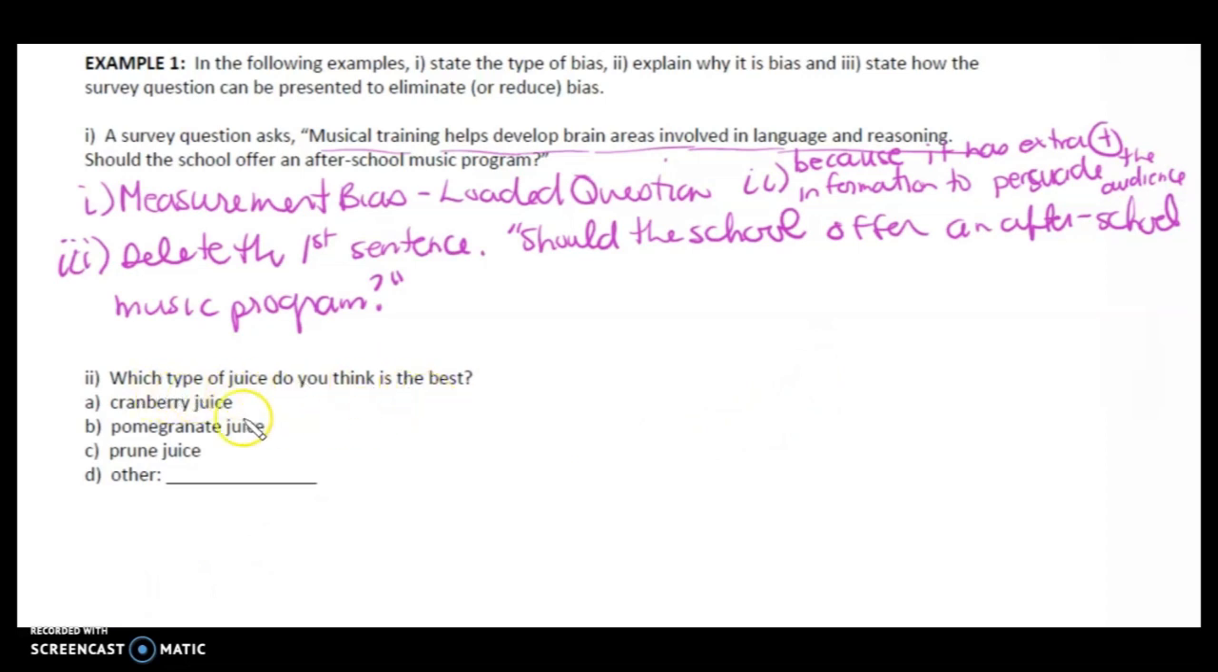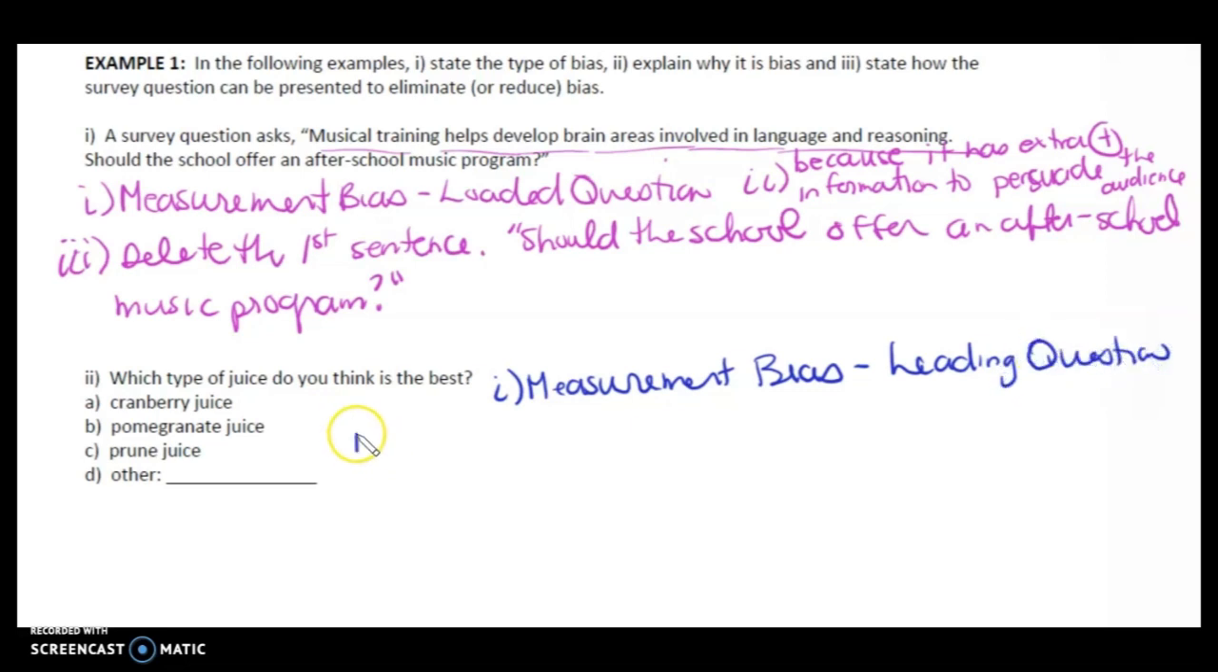Okay, which type of juice do you think is the best? A, cranberry juice, B, pomegranate juice, C, prune juice. I don't even know what that is, I just put it in there. D, other. So again, this is a measurement bias. But this time, it's not a loaded question, it's a leading question. It leads us to the answers. So it's a bias because it leads us to answer pretty much A, B, or C, instead of thinking.